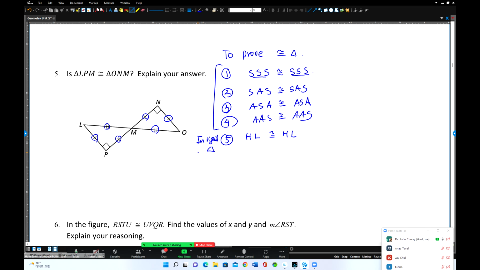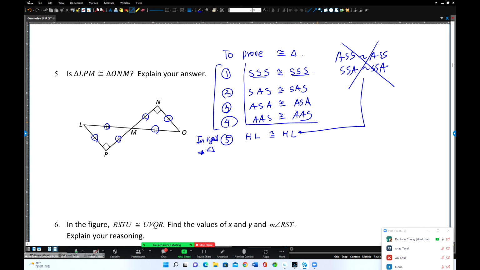But we're gonna do this one, okay? Don't worry about this one. But side side angle is not working. Forget about this one. Instead of this one, we replace it with the hypotenuse leg, okay? So first we're gonna focus on these 4, that there are 4 different ways to prove congruent triangles. But this is given.